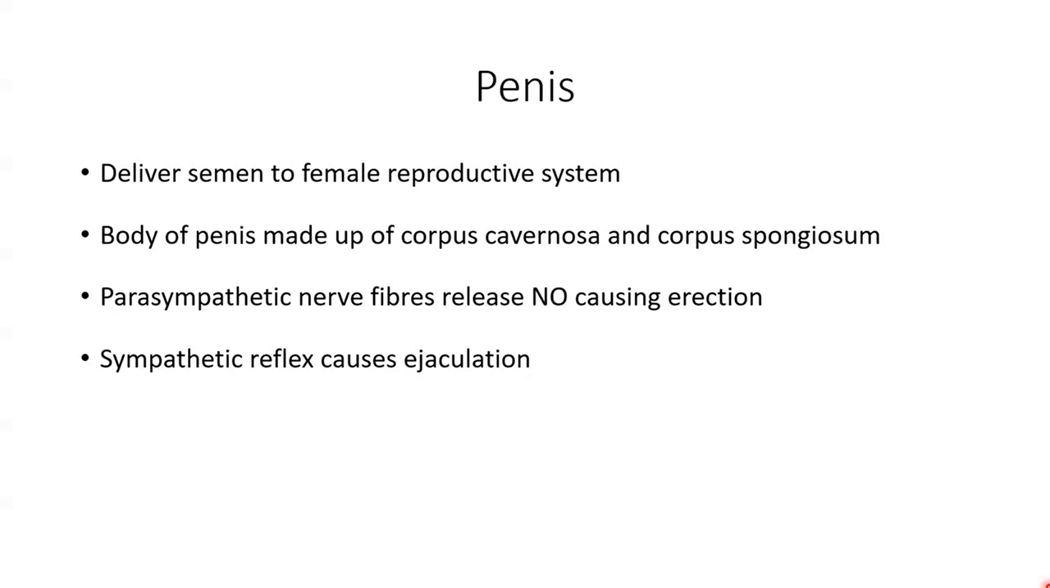When sexually stimulated, the parasympathetic nerve fibers release that nitric oxide, which causes vasodilation of the blood vessels in erectile tissue, allowing them to fill up with blood. During ejaculation, which is a sympathetic reflex, peristaltic contraction of all of those ducts and accessory glands will expel semen into the urethra, where muscles surrounding the spongy urethra will then expel the semen from the body.